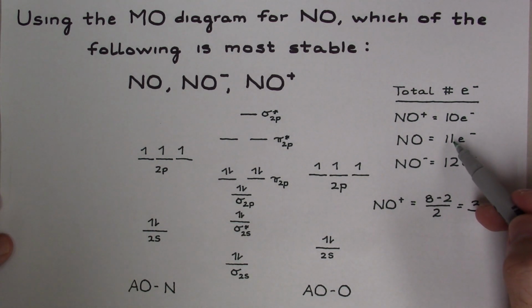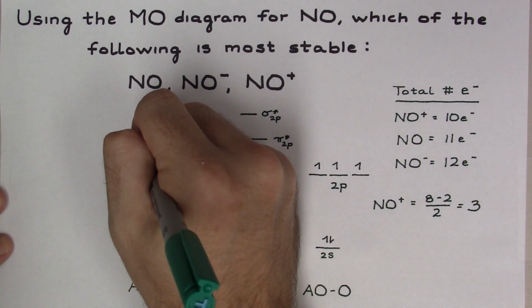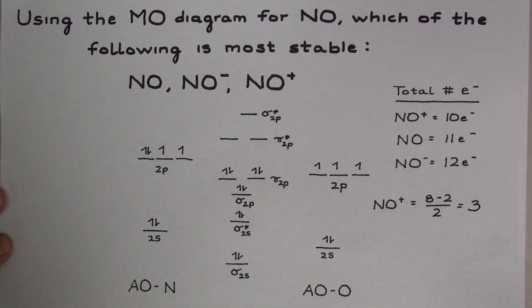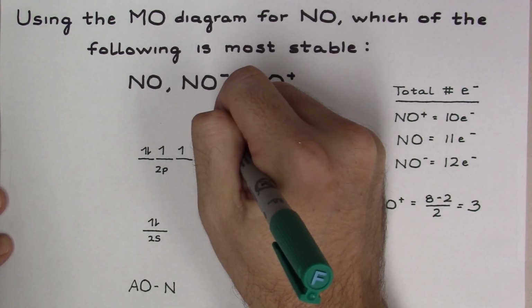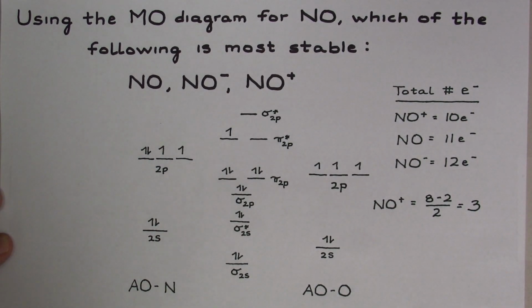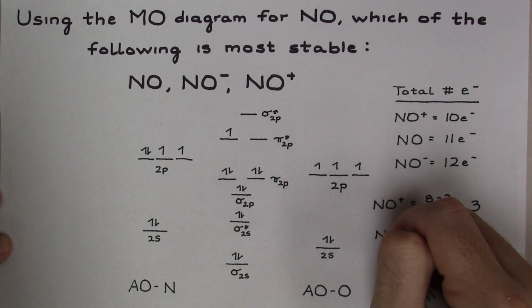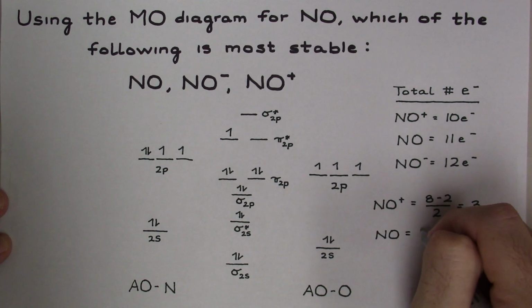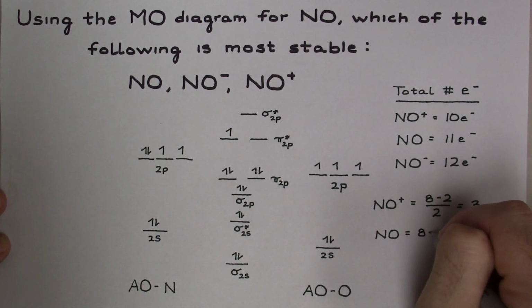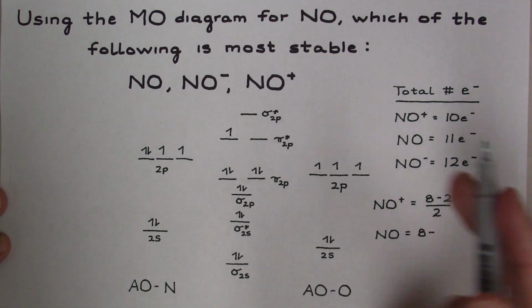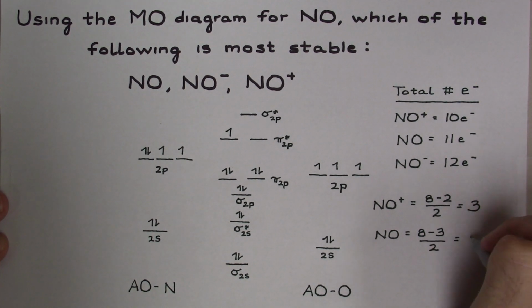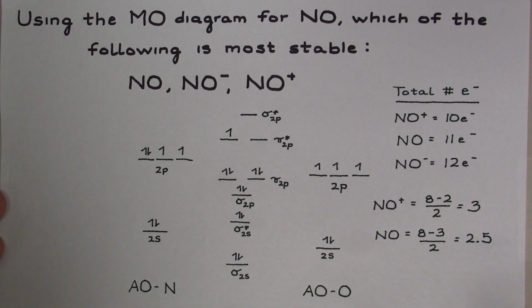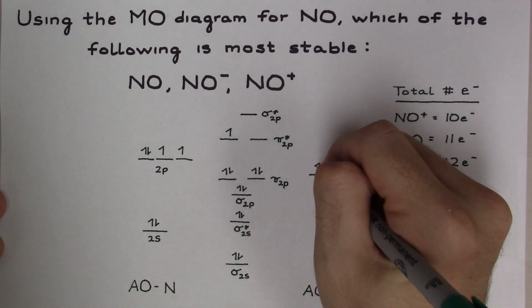Now, because I have one more electron for NO, I'm going to add an electron to nitrogen. I could also add it to oxygen. Because it is now in a molecule, we can add it anywhere. If I add the 11th electron, it will now go into one of the pi star 2p antibonding orbitals. How does this affect our bond order? Well, we still have the same 8 bonding electrons, but now we have 2, 3 antibonding electrons. If we do 8 minus 3 divided by 2, you'll find out that our bond order is now 2.5. We've reduced the bond order by half of a bond. This means that it's going to be less stable.